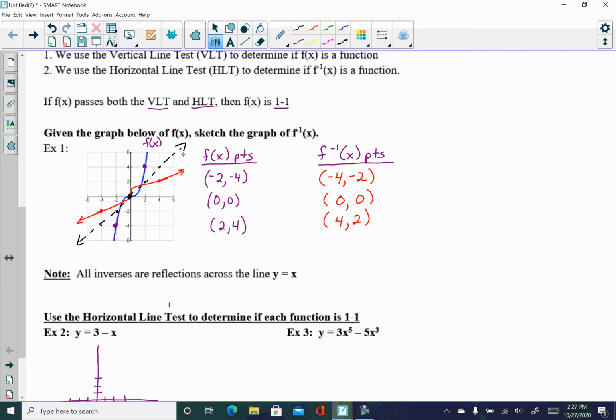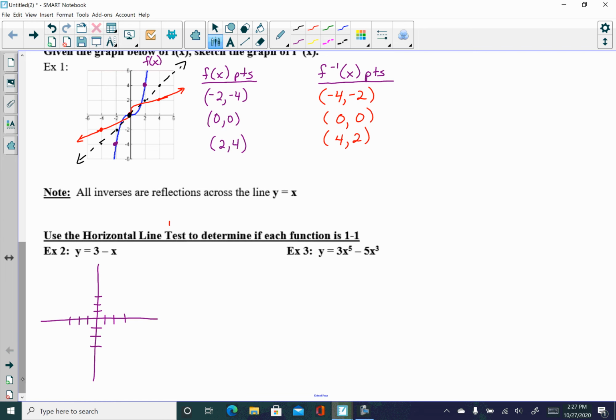Just below that, they want us to use the horizontal line test to determine if your function is one-to-one. So here in example 2, we'll look at this one together. They want us to graph y equals 3 minus x. So we know we have a y-intercept up here at positive 3, and then my slope is down 1 over 1, down 1 over 1. And then I just connect my points here.